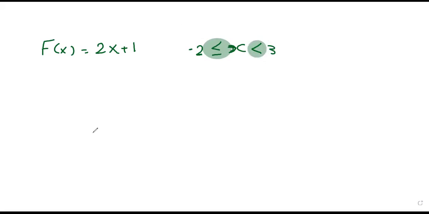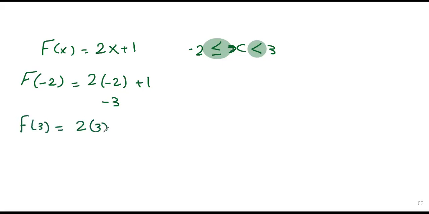And as you know, this relation is a linear relation. When we graph it, we get a straight line. So we are going to take the two endpoints of this relation, -2 and 3, and find f of -2 and f of 3. f of -2 is 2 times -2 plus 1. So -4 plus 1 is -3. And f of 3 equals 2 times 3 plus 1. So f of 3 equals 7.